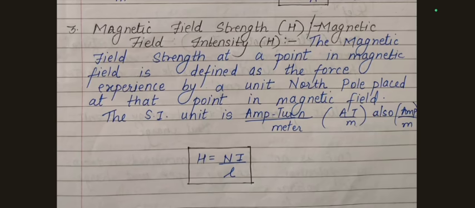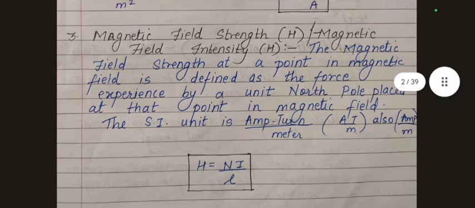What is N? N is the number of turns, I is the current, and L below is the length of the conductor. As we all know, the SI unit of current is ampere, and since there are turns, we write ampere turn, AT. Length is denoted by meter, so we write meter. So ampere turn per meter is the SI unit for magnetic field strength. You can also write ampere per meter, it is also correct, but to be more precise, write ampere turn per meter.